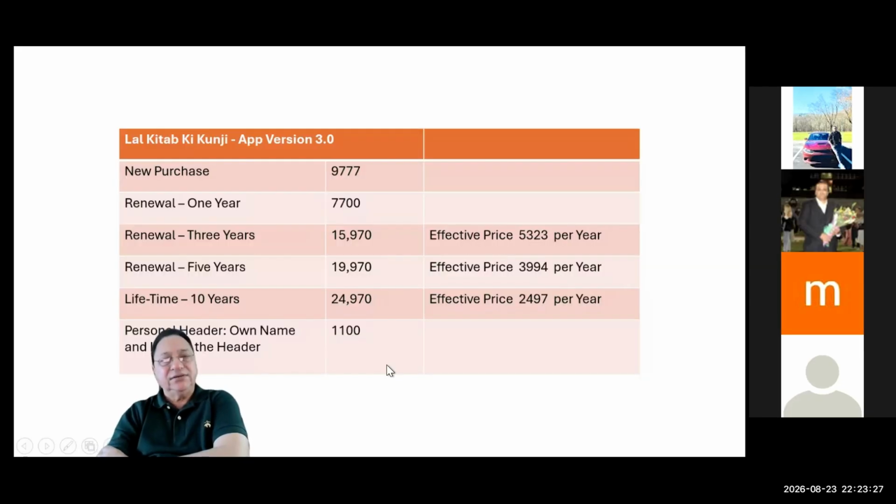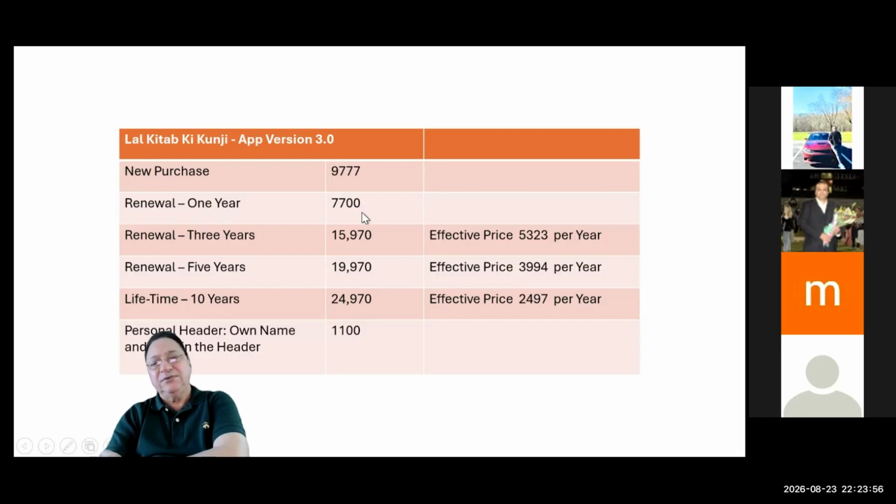Can you see the screen? Yes. So we will be having a price of 9,777. But for the people who are in the class and who will book this app within this month, they will get it for 7777, the same price as numerology. But afterwards, the price will be 9,777.